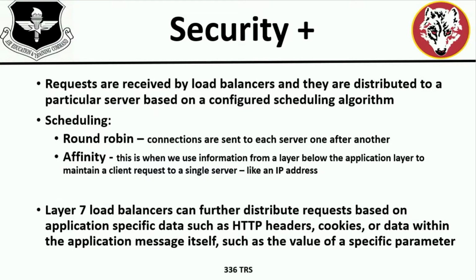Now, there are two scheduling algorithms I'm going to talk about. One is round robin, the other one is affinity. In round robin scheduling, connections are sent to each server one after another. Now, affinity is when we use information from a layer below the application layer to maintain a client request to a single server every single time. So that could be something like an IP address.